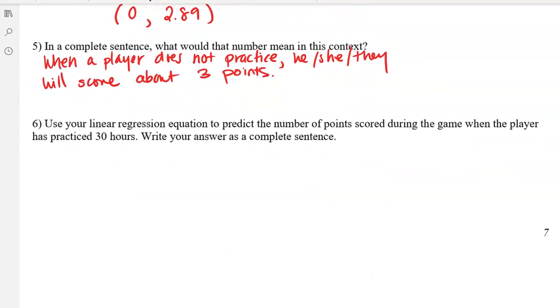Can you help us, Brad, read number 6? Use your linear regression equation to predict the number of points scored during the game when the player has practiced 30 hours. Write your answer as a complete sentence. Perfect. So 30 hours, Sophia. Should we plug that in for X or Y? Perfect. We're going to plug that in for X. Sophia, what was the equation that we got from linear regression again? Y equals what?